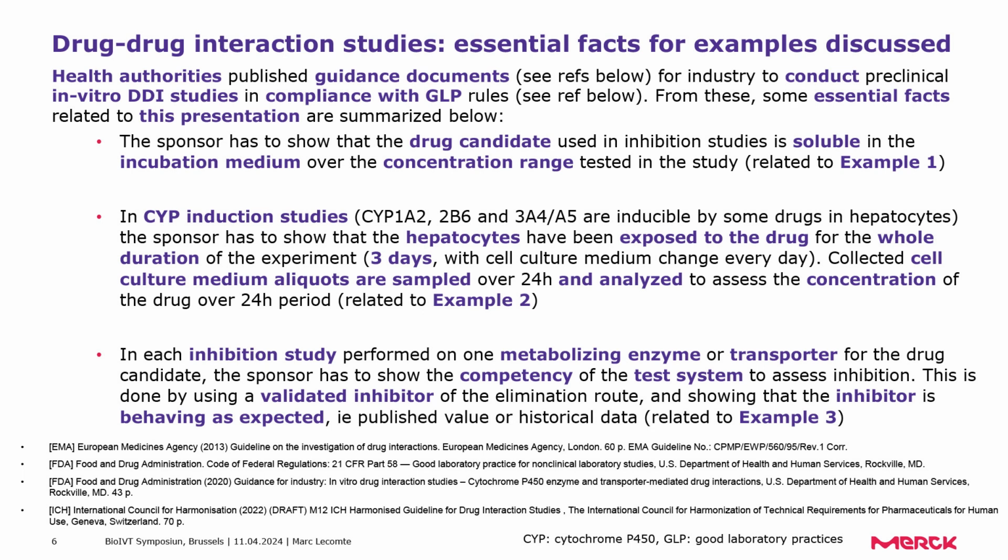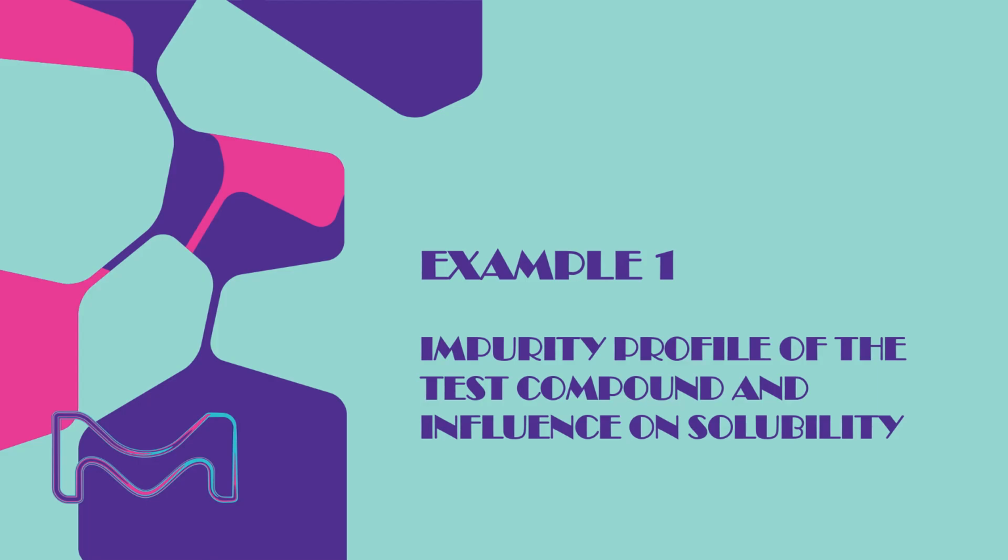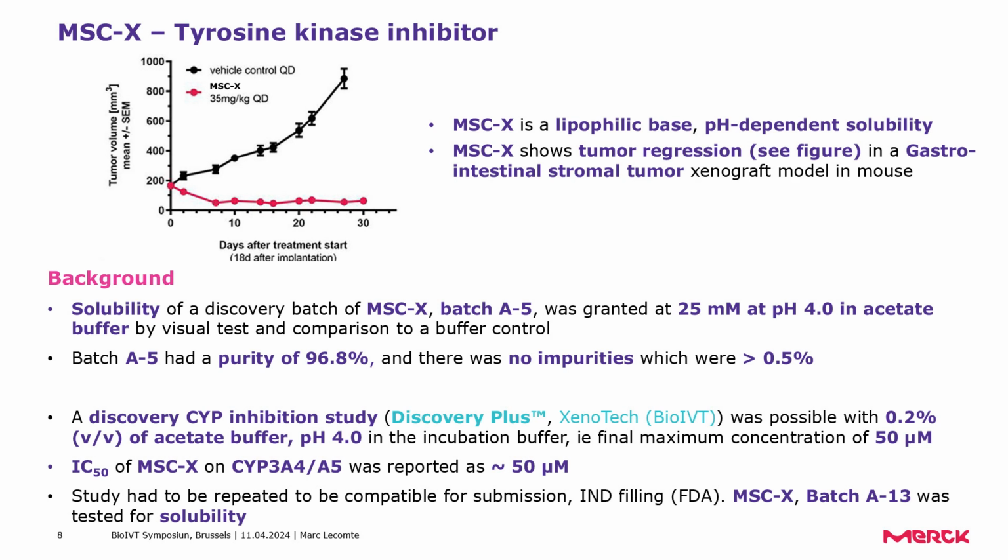This will be related to example 3. So first example, impurity profile of the test compound and influence on solubility. So I will relate it to a substance from Merck. MSC stands for Merck Substance Compound, which was a tyrosine kinase inhibitor. This compound, I cannot disclose the structure, is a lipophilic basic compound with a pH-dependent solubility.